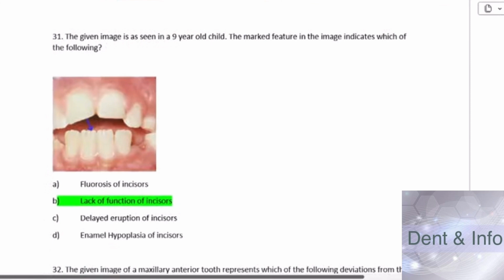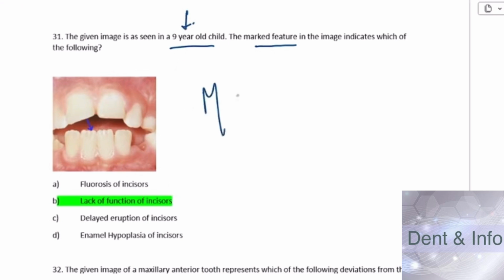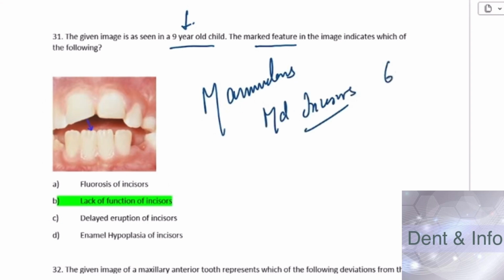Next, the given image is as seen in a 9-year-old child. The marked feature of the image indicates which of the following? See, age is important in such types of questions. You know that the blue arrow is pointing at mamelons on the mandibular incisors. The central incisor erupts by 6 to 7, the lateral by 7 to 8 years. Now the child is already 9 years old, and still we are seeing the mamelons on the central incisor and the lateral incisor intact.